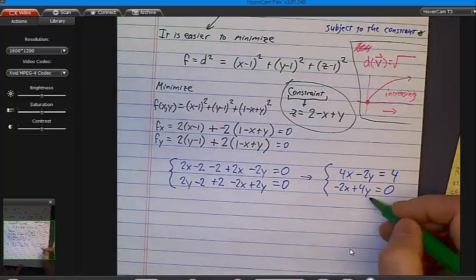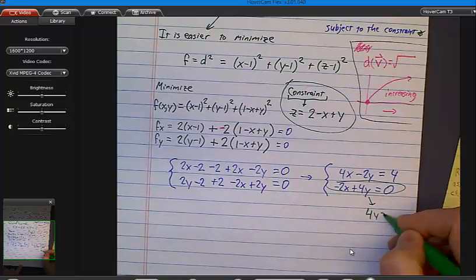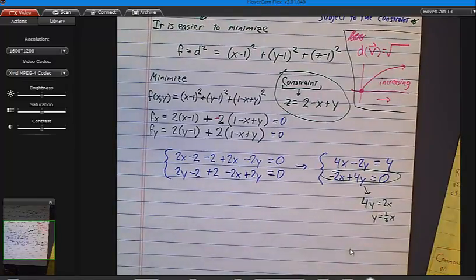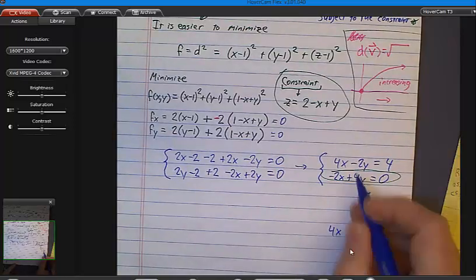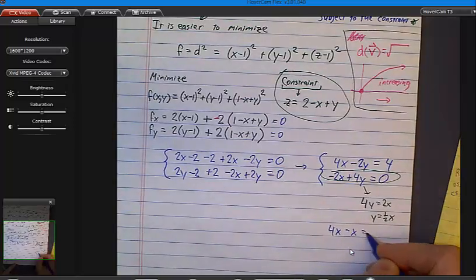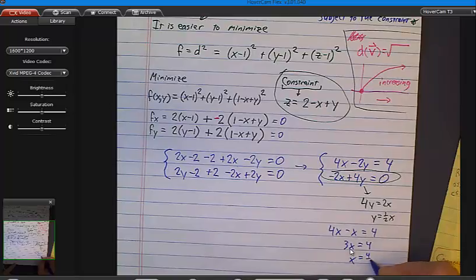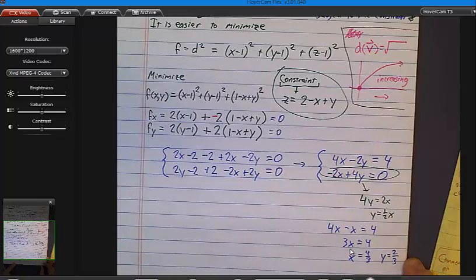So let's see. I guess I get from the bottom equation, 4y is 2x, so y is 1/2 x. And when I plug that into the first equation, I get 4x. Since y is 1/2 x, it's just minus x is 4. 3x is 4. X is 4/3. Must be y is 2/3. And then z, right? So we can answer the question.